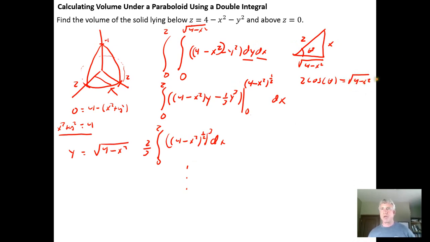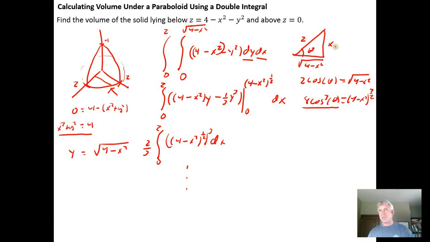So if I want to know what this thing cubed looks like, this guy right here, 4 minus x squared cubed, so it's going to be to the 3 halves, would actually be 2 cubed, which is going to be 8, times the cosine cubed of theta. So this mess here to the 3 halves can be replaced with 8 cosine cubed of theta, and then we need to deal with the dx.